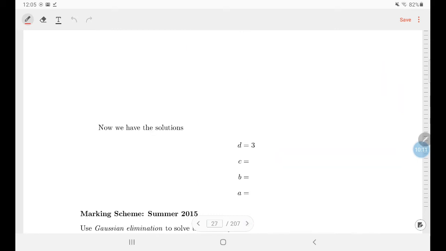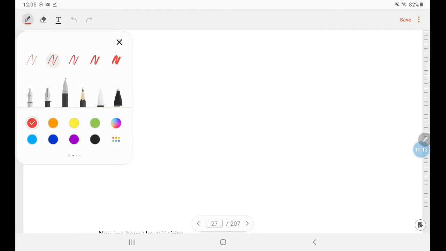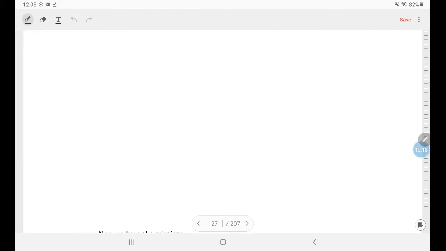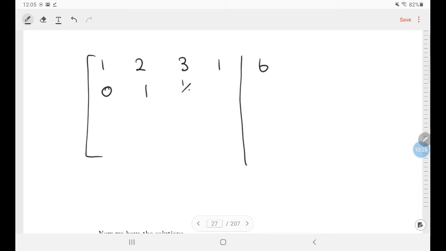So what I end up with, if I write the rest of it nice and big here, is 1, 2, 3, 1, 6, 0, 1, 1/3, 1/3, minus 4, 0, 0, 1, minus 1, 3, and then if I do the final row divided by minus 4, I get 0, 0, 0, 1, 3.